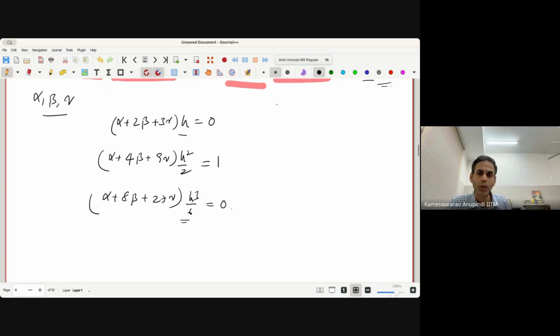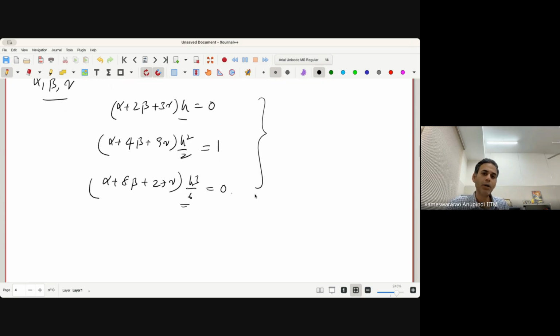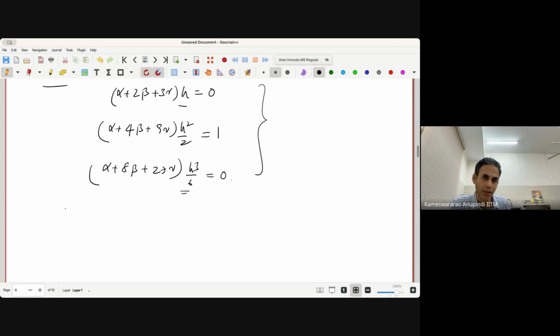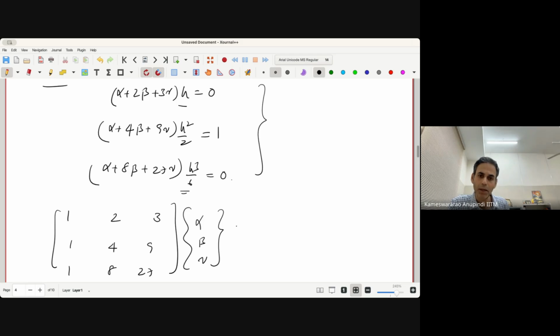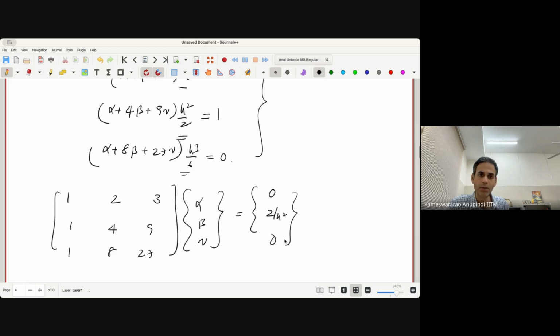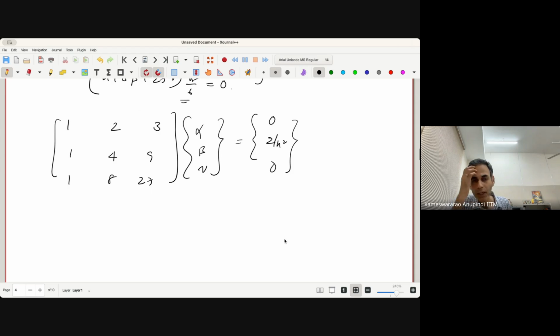So essentially I now ended up with a system of equations, right? Now I can write them in matrix form. It's going to be 1, 2, 3, 1, 4, 9, 1, 8, 27, times alpha, beta, gamma, equals 0, 2 by h square, and 0. Essentially the term that goes to the right hand side becomes 2 by h square. So this is the system I need to solve.